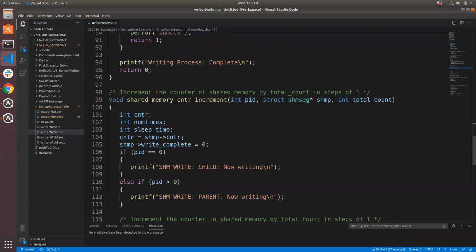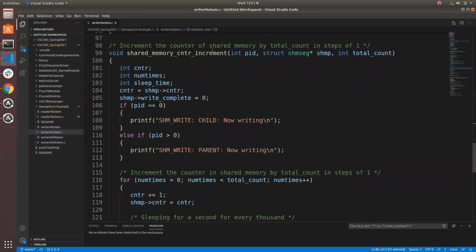Well, we're doing something. Both the parent and the child are setting write complete to 0. This is that same place in shared memory, so you have two different processes both saying this is a value of 0, possibly, well, definitely overwriting the other one, depending on how it ends up being scheduled, changing a 1 back to a 0, possibly. Then we're just advertising who's the one writing right now.